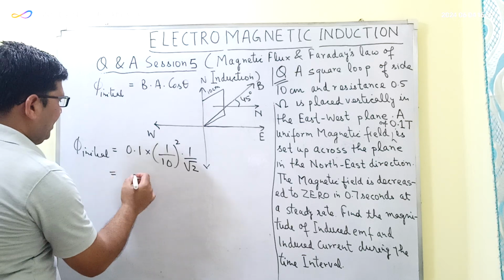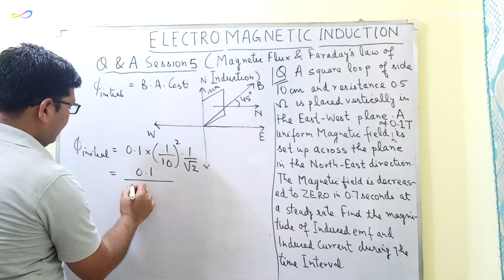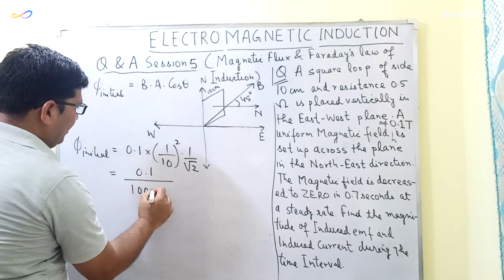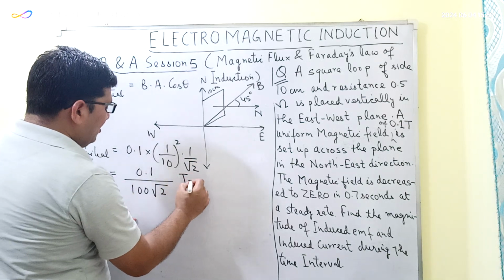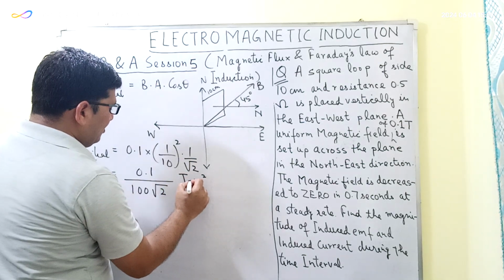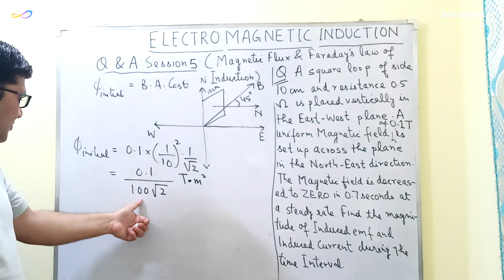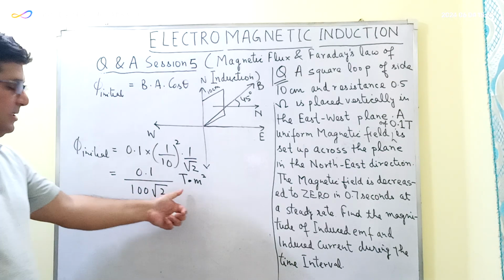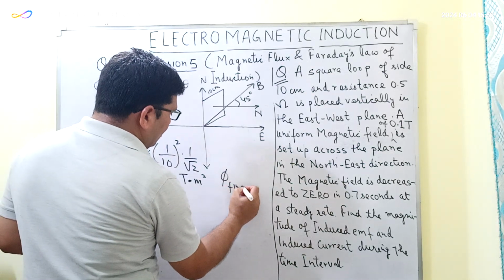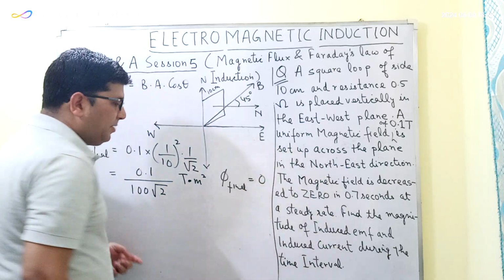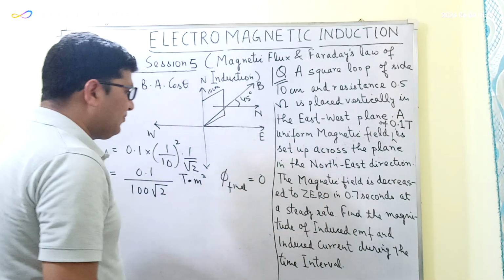So here the initial flux will be equal to 0.1 divided by 100 root 2. So this is the value of the initial magnetic flux, which is equal to 0.1 divided by 100 into root 2 Tesla meter square. And the final flux is 0, because this magnetic field is reduced to 0 in 0.7 seconds.